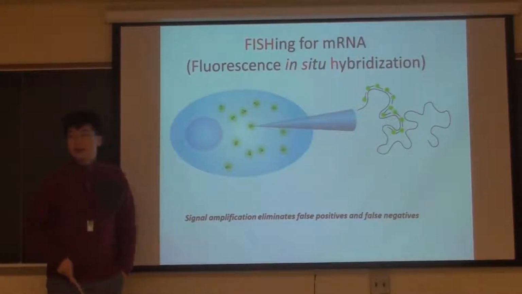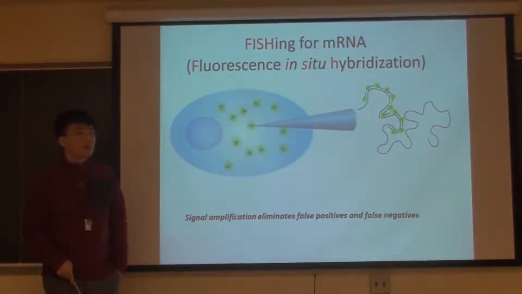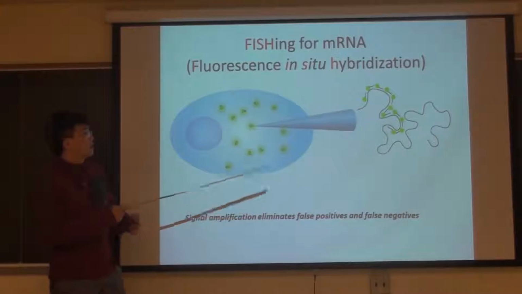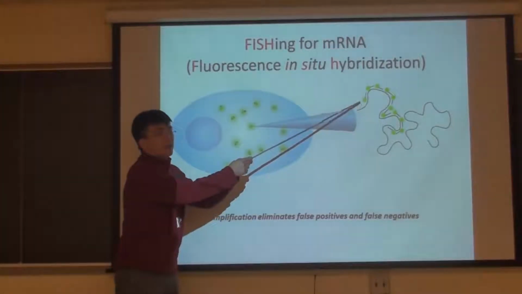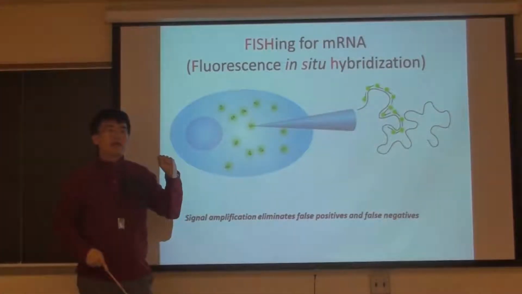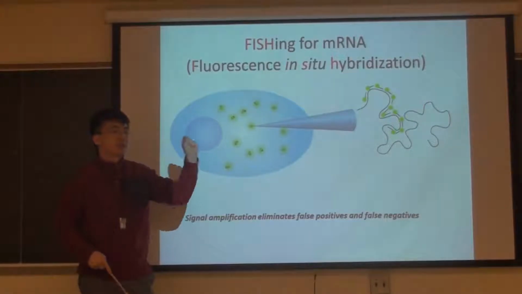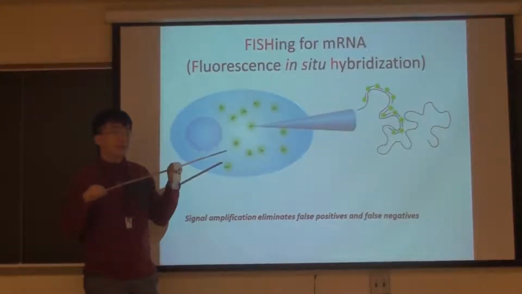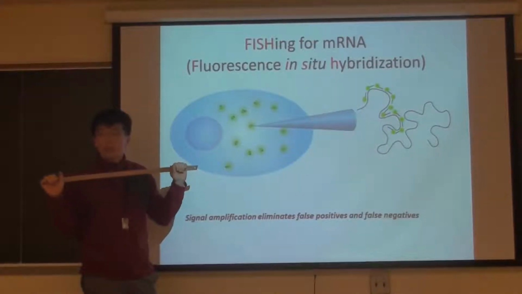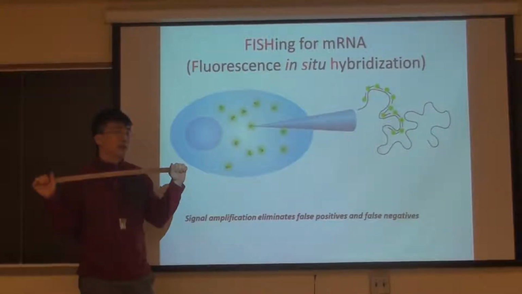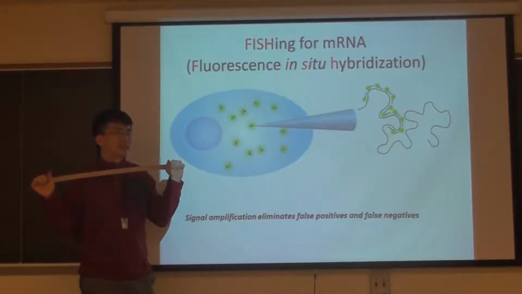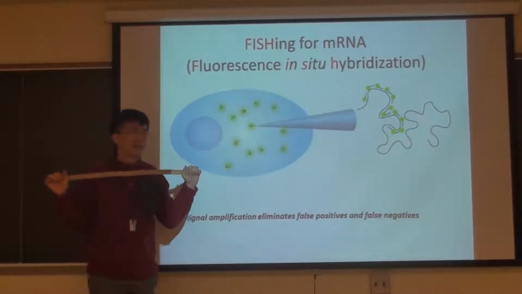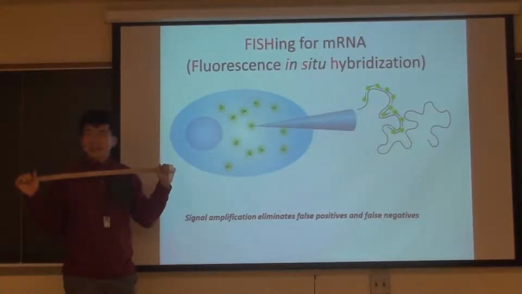Then each mRNA molecule will be lit up, and this kind of signal amplification essentially eliminates false positives and false negatives. False positives, why? Because if you have just one probe labeled with 50 dye molecules, that's bright enough to see, but it can also bind other things that are not specific, and that's called the off-target effect. When you have 3 billion or 6 billion base pairs of DNA inside a cell, it's hard to avoid that off-target effect.